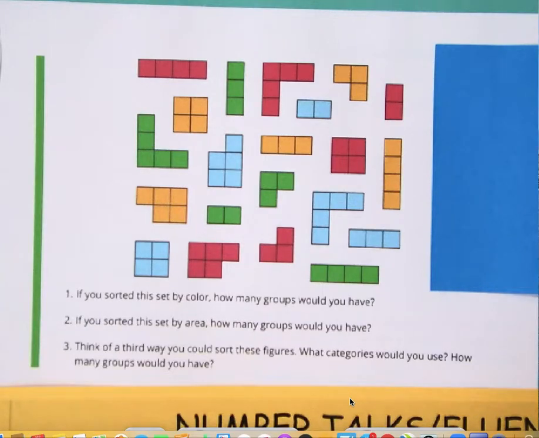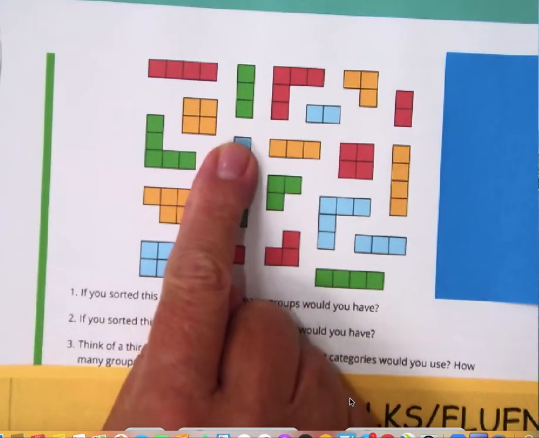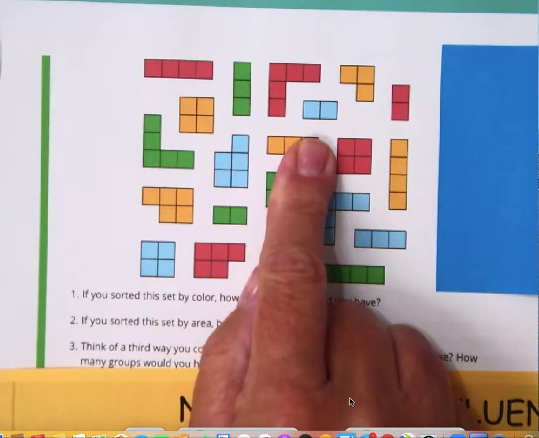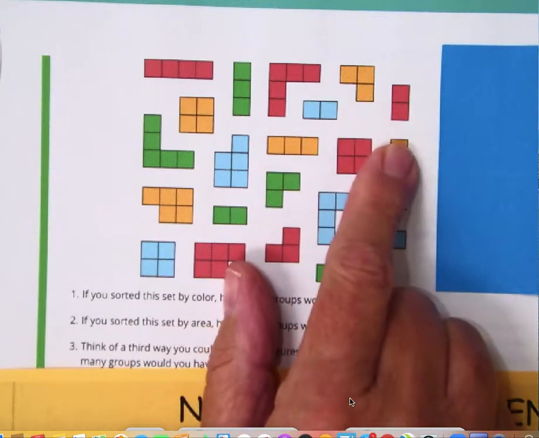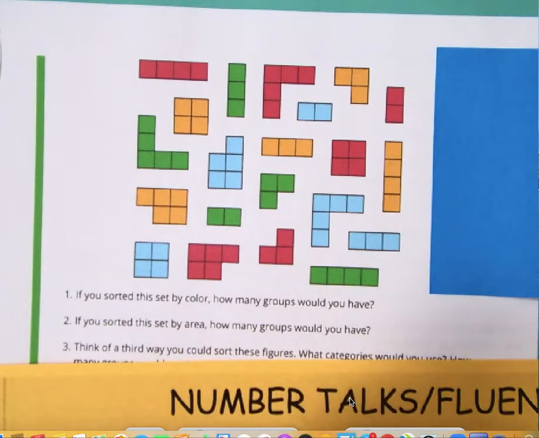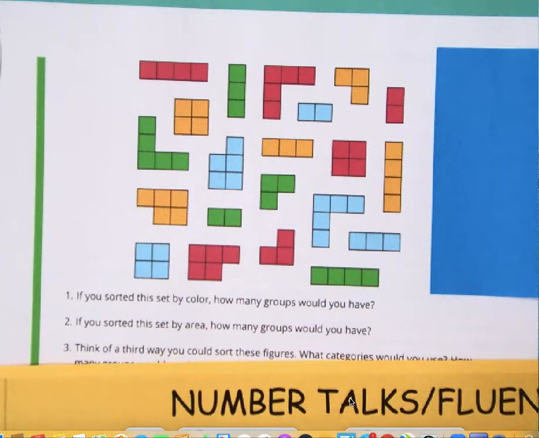Okay. How about by area? How many does this have? 4. This one has 3. This one has 5. This one only has 2. 3, 2. So far we got 2, 3, 4, 5. Do you see anything that's any different than that? That one's also 5, 5, 4. Okay, so you'd have 4 groups if you sorted it that way.